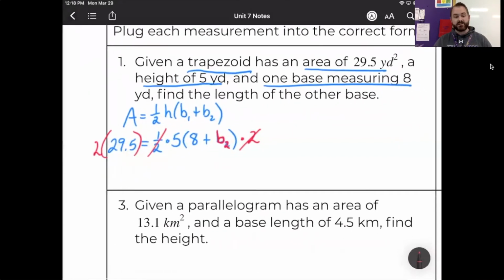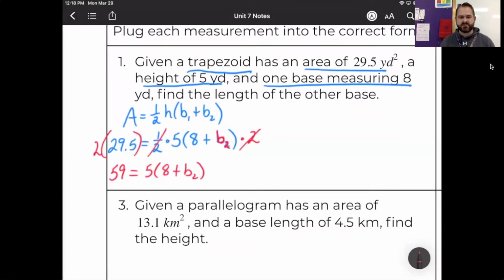The left side we can actually change and simplify. When I do 29.5 times 2, we get 59. The 1/2 is no longer there on this side, so I just have 5 parentheses, 8 plus B2. And now I can go about solving this.